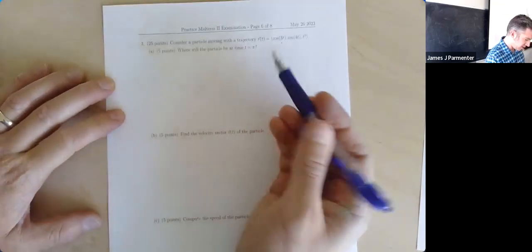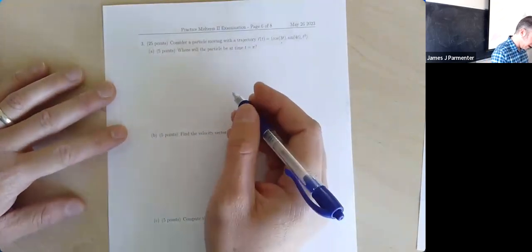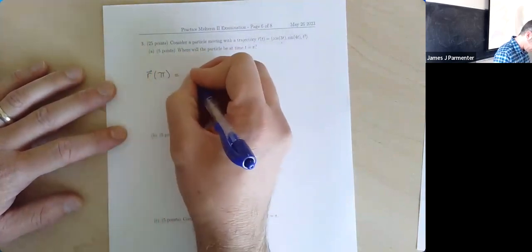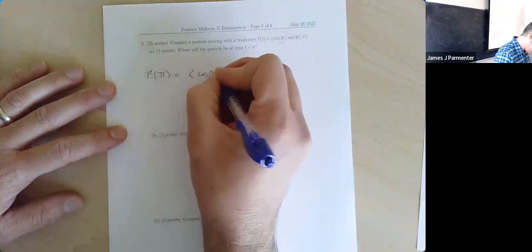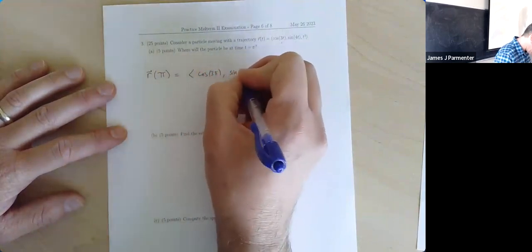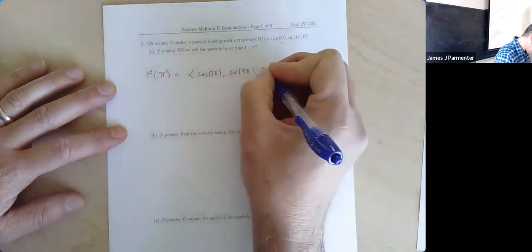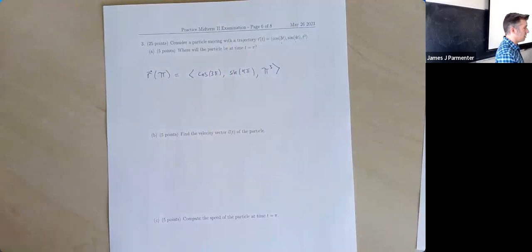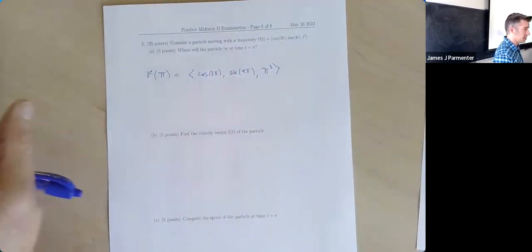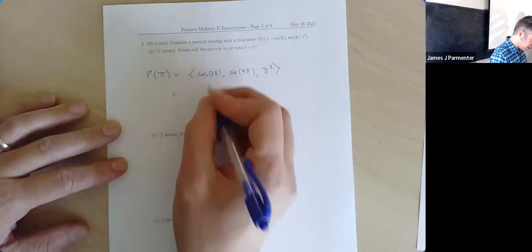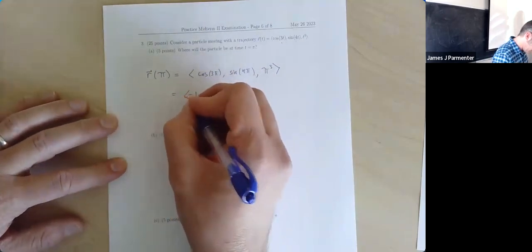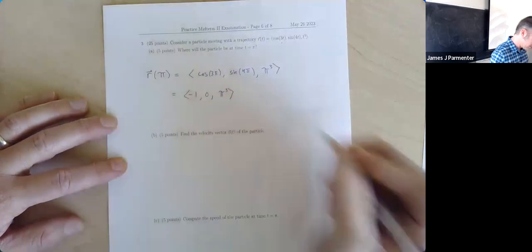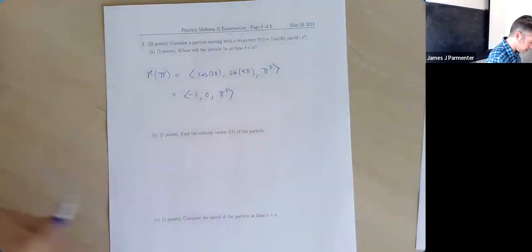So first question though, this is asking where is it going to be when time equals pi? So r of pi, we're literally just plugging in pi and getting cosine of 3 pi, comma, sine of 4 pi, comma, pi cubed. And even though he wants you to simplify, if you're low on time, leave it as is. Come back if you have time to simplify that. We can simplify that. Cosine of 3 pi is going to be -1, sine of 4 pi is going to be 0, and pi cubed is pi cubed. So that's where the particle is at time equal to pi.